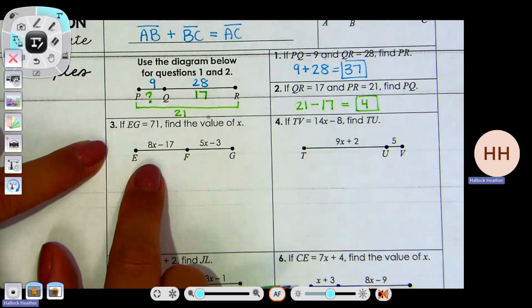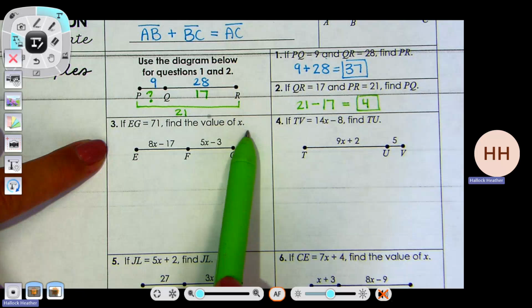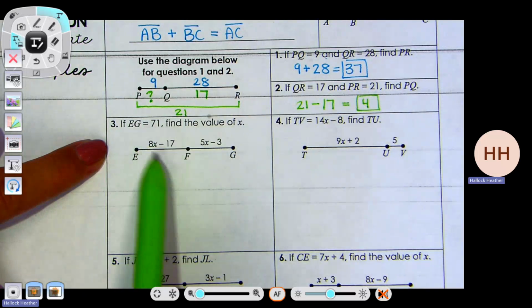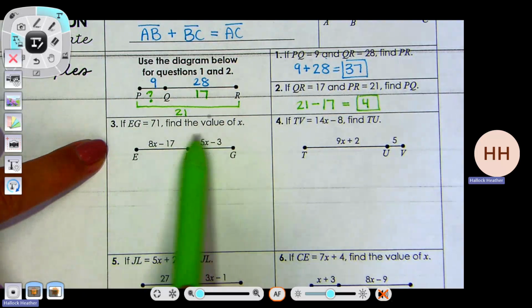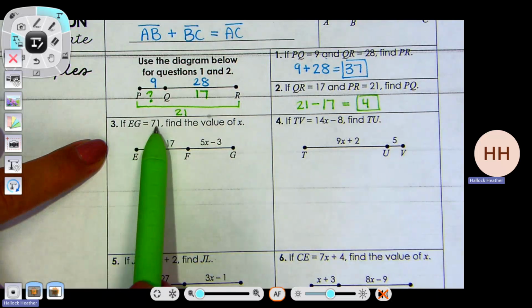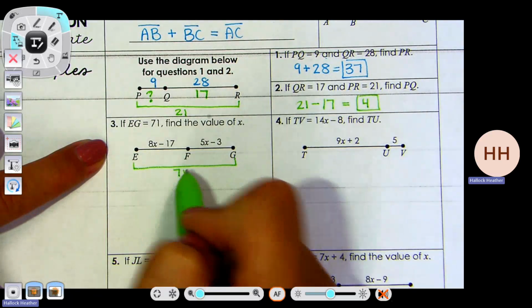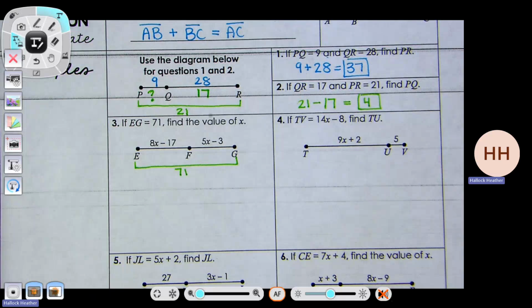So for number 3, it says if EG is 71, we need to find the value of X. If you notice, 71 is not on my picture anywhere. A lot of people just jump to the picture and are like, I'm going to do math without reading the directions. You have to read. So it says EG is 71. I'm going to add that to my picture. So from E to G is 71. So using the same concept that we just did, we know segment addition postulate, we're doing piece plus piece equals the whole thing. Does anybody think that they know an equation using the stuff that I could write to say that it equals 71?